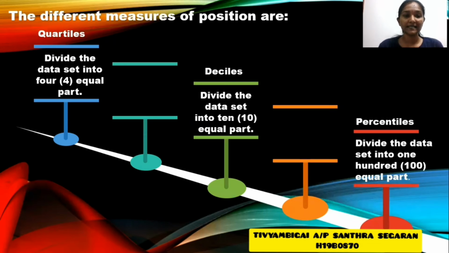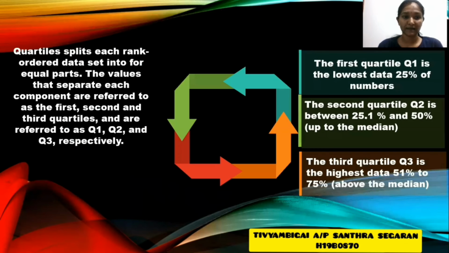Quartiles divide the data set into 4 equal parts. Deciles divide the data set into 10 equal parts. Percentiles divide the data set into 100 equal parts. Next is quartile. Quartiles split each rank-ordered data set into 4 equal parts. The values that separate each component are referred to as the first, second, and third quartile, and are referred to as Q1, Q2, and Q3 respectively.